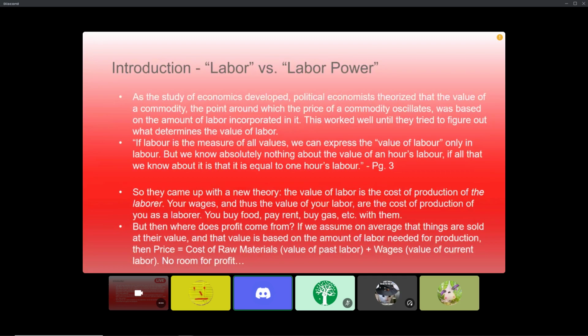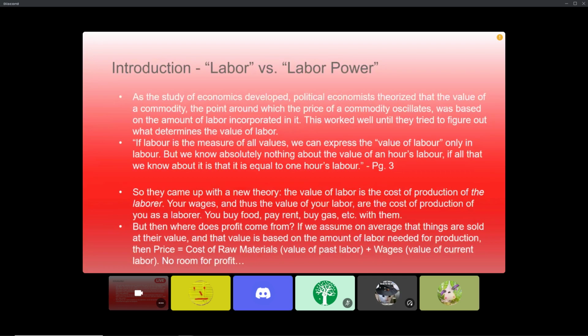So your wages, and thus the value of your labor, are what it takes for you as a laborer to show up the next day and work again. You buy food, you pay rent, you buy gas, you pay for healthcare, you do all of these things. And all of these things you purchase enable you to show up to work the next day and the next day, and support kids that will be able to replace you as a laborer.